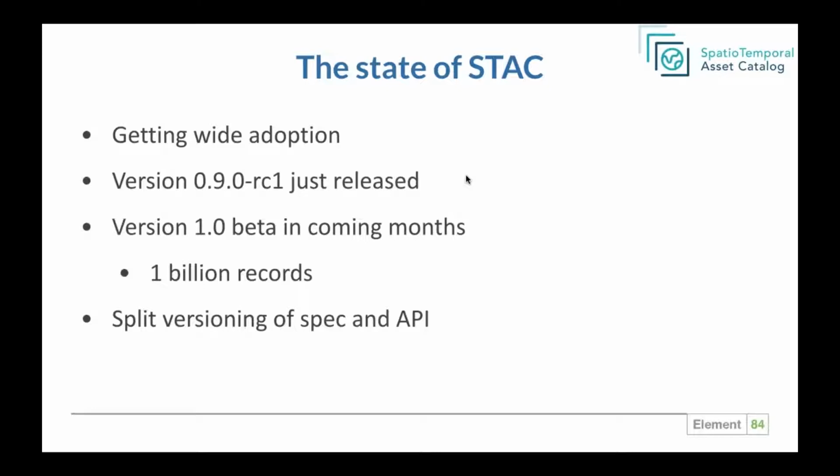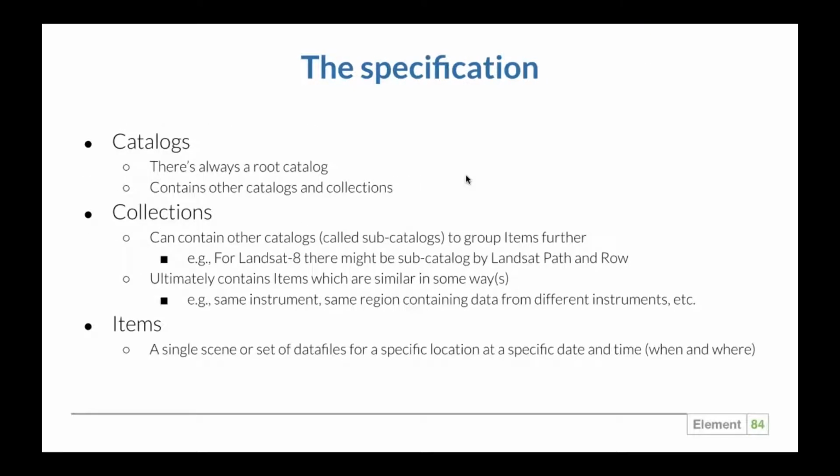So the specification itself consists of 3 different entities. We have catalogs, and catalogs are really just containers for other things. It's a way to group and organize. And then we have collections. Collection is a catalog, but it has additional metadata describing the set of items that are grouped underneath that collection. And then finally, we have the items themselves, and this is the actual data.